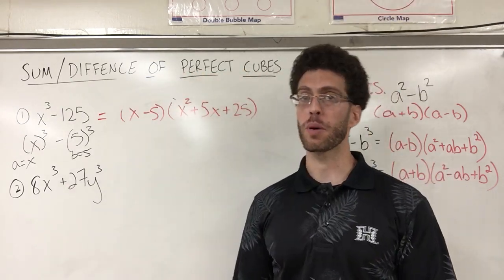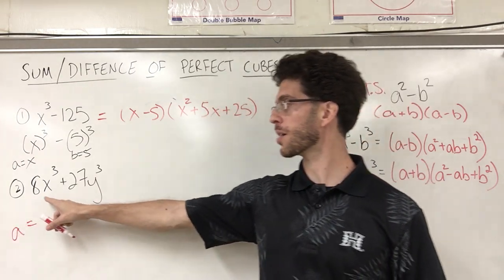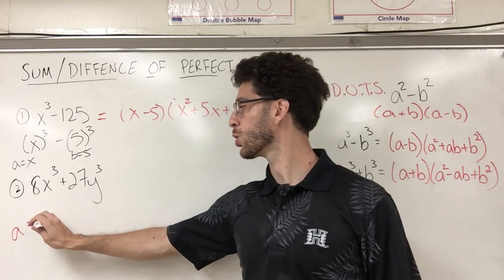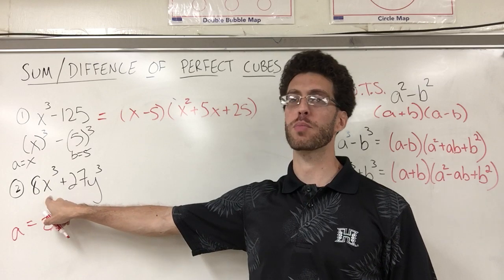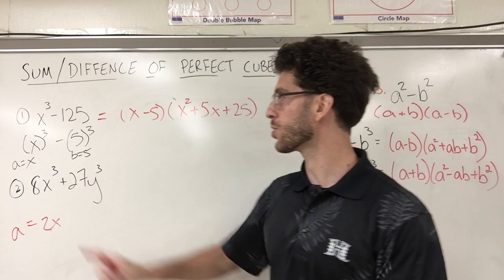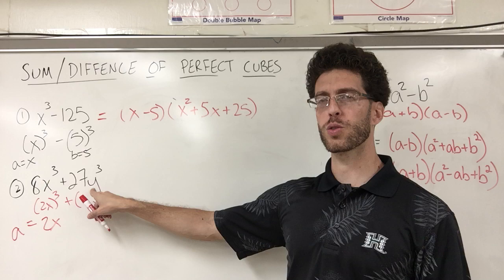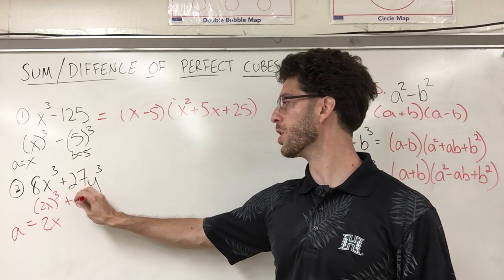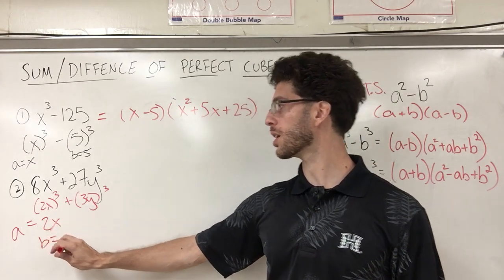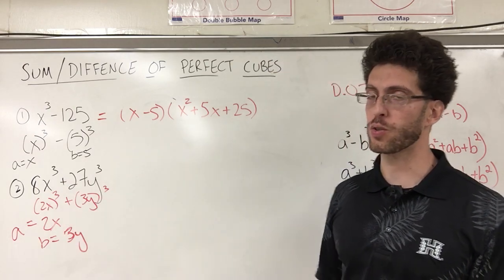So I'm going to remember SOAP. I'm going to remember that my a, don't get tricked here, this time is not 8x because it's not 8x to the third. It's actually 2x. This is 2x being raised to the third power, just because 2 to the third gives you 8. So this is really 2x to the third plus, what is this? 27 is also a perfect cube. It's 3y to the third. So my a is 2x and my b is 3y. If you can recognize that, then that's your answer. There's no more math to do.